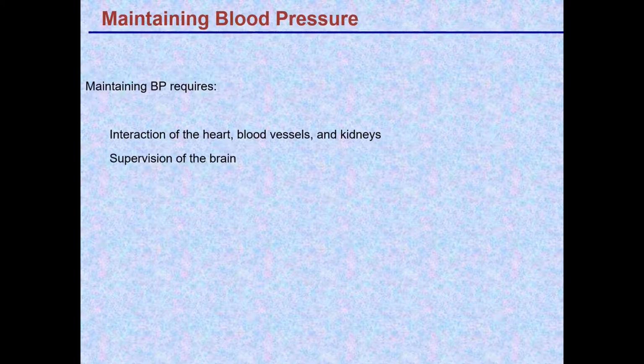Overall, the maintenance of blood pressure requires good interaction between the heart, the blood vessels, and the kidneys. Kidneys, after all, are filtering the blood, and if you have increased volume, you will put it out in the kidneys. If you have decreased volume, then the amount of output of fluid by the kidneys is reduced. It's all supervised by the central nervous system.